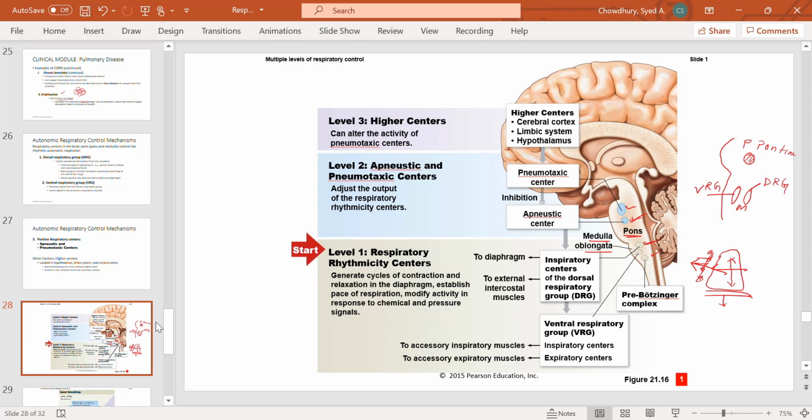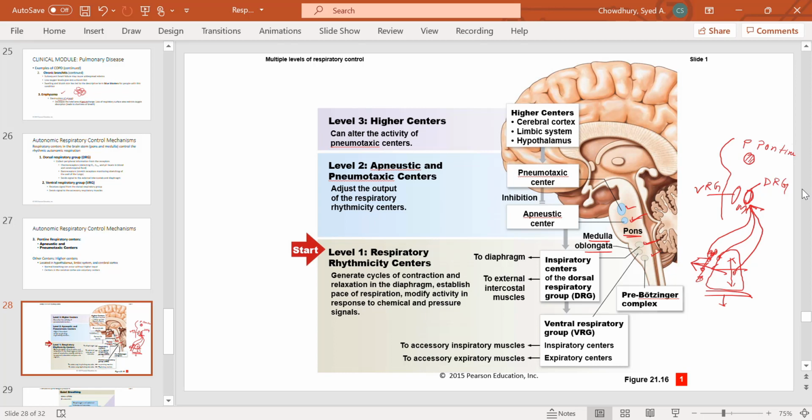So the expansion of the lung will occur, and when the lung is expanding, there are receptors in the muscles, in the covering of the lung, also in the lung tissue. All these receptors will send signal to the dorsal respiratory group. So the receptors present in the lung wall or the covering of the lung or the muscles will send signal to the dorsal respiratory group in the medulla, and the dorsal respiratory group will collect that information.